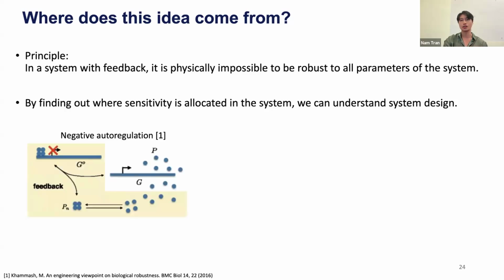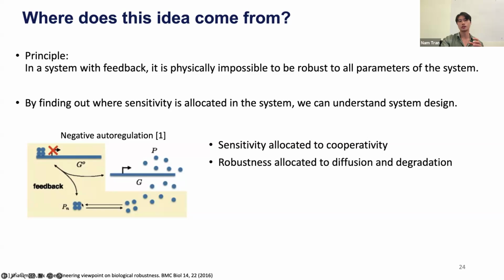So this is from a paper by Kamash, and they look at negative autoregulation. Here's the gene and it makes some protein and that coalesces over here and then it goes back to interact with the gene, what we just talked about before. And here they find that sensitivity is allocated to cooperativity. So the degree to which these proteins coalesce, that's where it's sensitive. And it's really robust in its diffusion and degradation. So this part here, where it spreads out, that's really robust.